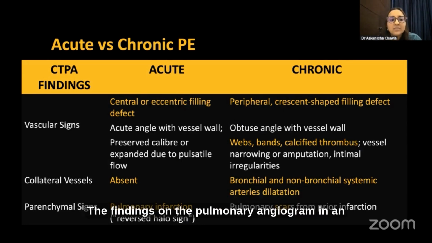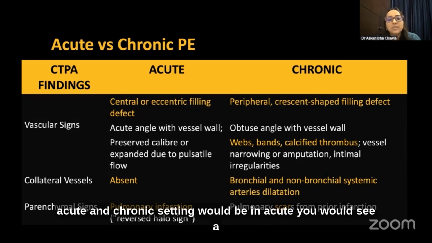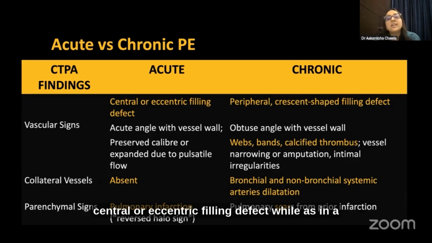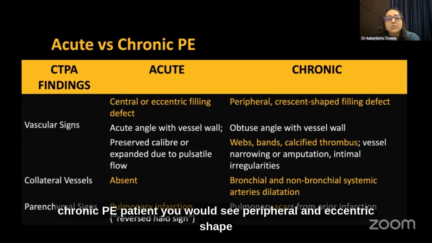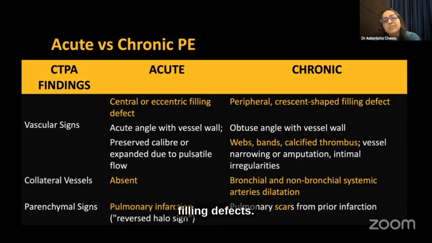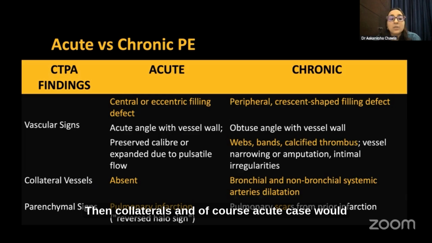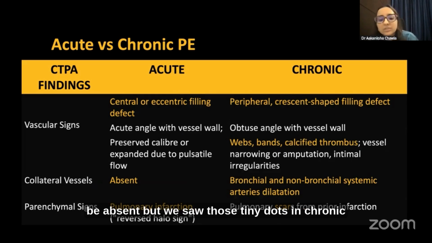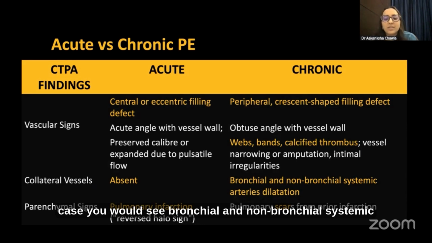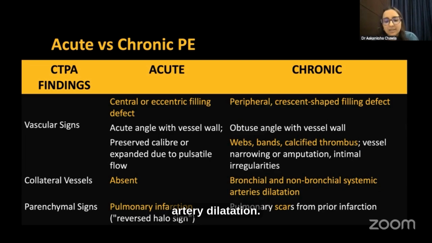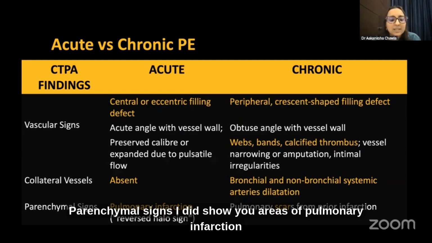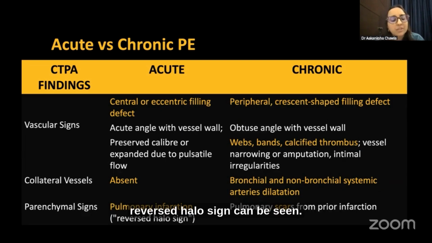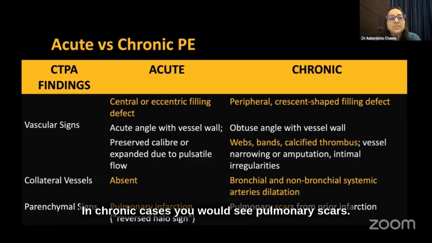The findings on the pulmonary angiogram in an acute and chronic setting would be: in acute, you would see a central or eccentric filling defect, while in a chronic PE patient, you would see peripheral and concentric shaped filling defects. Then collaterals in, of course, acute case would be absent, but we saw those tiny dots. In chronic case, you would see bronchial and non-bronchial systemic artery dilatation. Parenchymal signs, I did show you areas of pulmonary infarction, reversed halo sign can be seen. In chronic cases, you would see pulmonary scars.